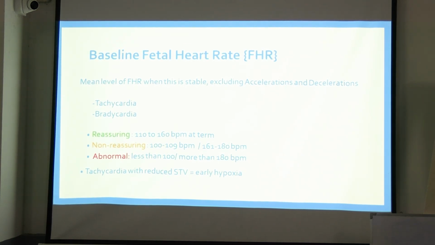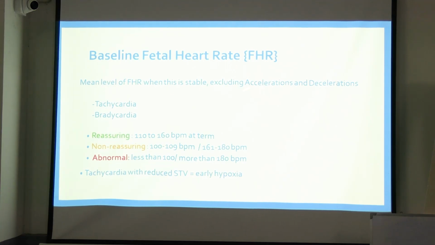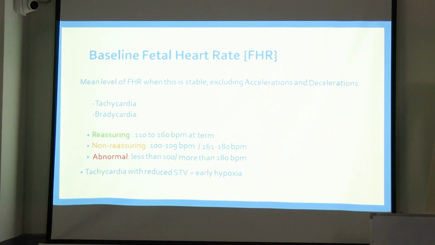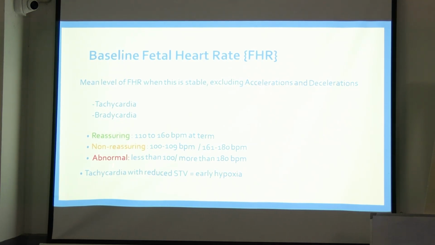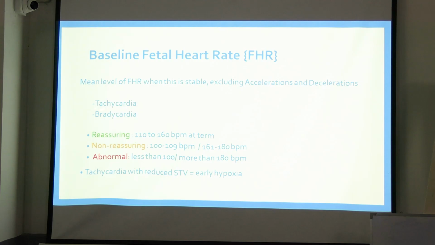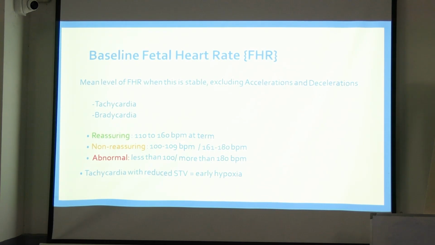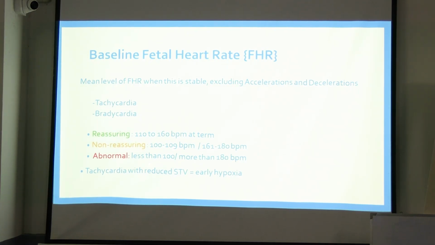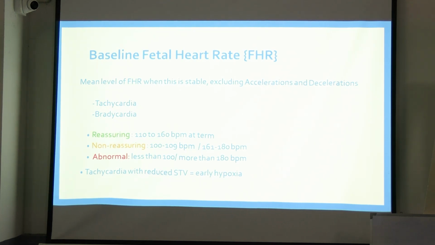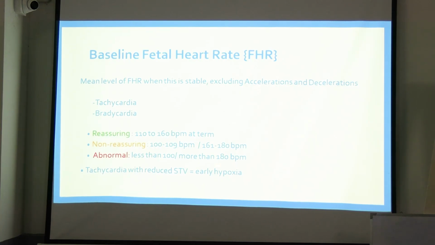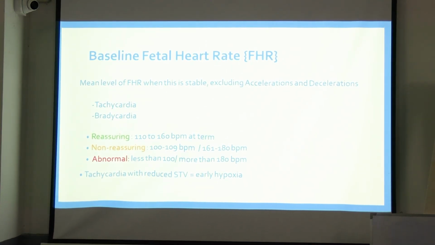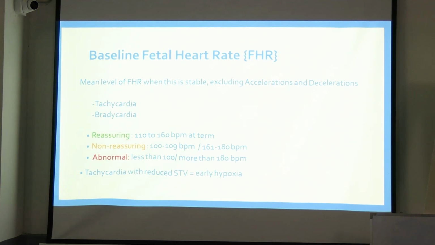Baseline fetal heart rate is the mean level of fetal heart rate when it is stable, excluding accelerations and decelerations. The mean level, as I was telling you, you will draw an imaginary line. According to that, you will say whether bradycardia or tachycardia is there. Reassuring is 110 to 160; non-reassuring, as I already told you, is 100 to 110 and 160 to 180. Abnormal is less than 100 or more than 180. Tachycardia with reduced variability is due to early hypoxia. If reduced variability and tachycardia are there, then it is due to early hypoxia.